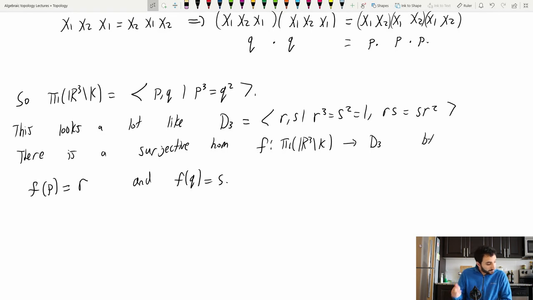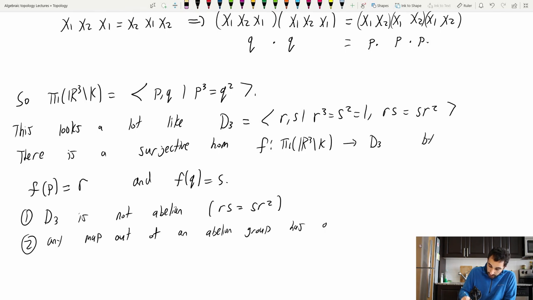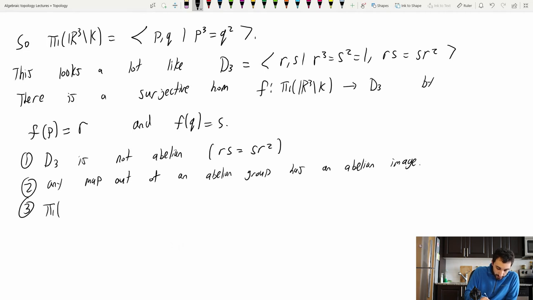And so here's the punchline. Well, a couple more buildups. First of all, D3 is not abelian. Right? RS is SR squared. Those don't commute. And also, any map out of an abelian group has an abelian image. And finally, pi 1 of R3 minus the unknot, which we've shown to be the integers, is of course abelian.